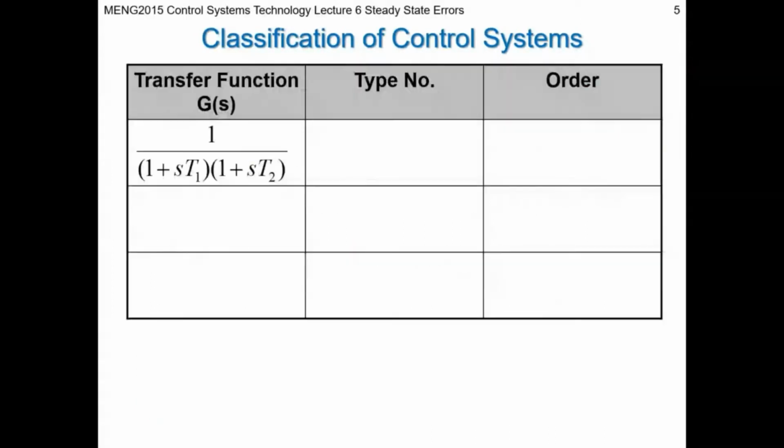All right, so we're dealing with some important conceptual stuff here. We're going to fill out this table now. I'm going to give you different transfer functions and you're going to tell me for each one what's the type and then what's the order. So these are the 3 transfer functions we're going to look at.